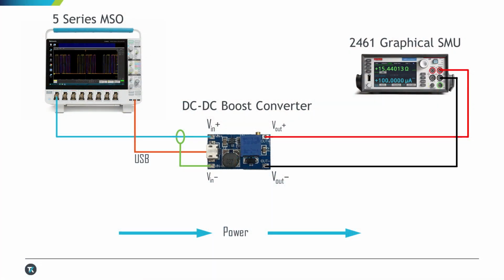We're using a micro USB boost converter powered by the USB port on the 5 Series MSO. Since a lot of boost converter behavior only shows up under load, we're going to be using a 2400 series graphical source measure unit to sink current from the converter output, specifically a 2461 SMU. By using the SMU to measure voltage and sink current at the same time, we'll be able to view the converter's power linearity. For looking at noise, we're going to be monitoring the input stage of the converter with a 5 Series MSO. Of course, you could also view noise on the output with a separate channel, but I'll leave that to you. Let's start by configuring the SMU.